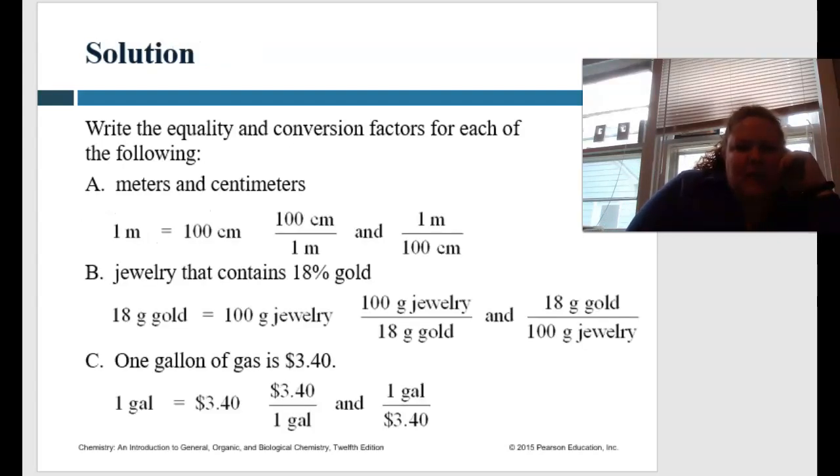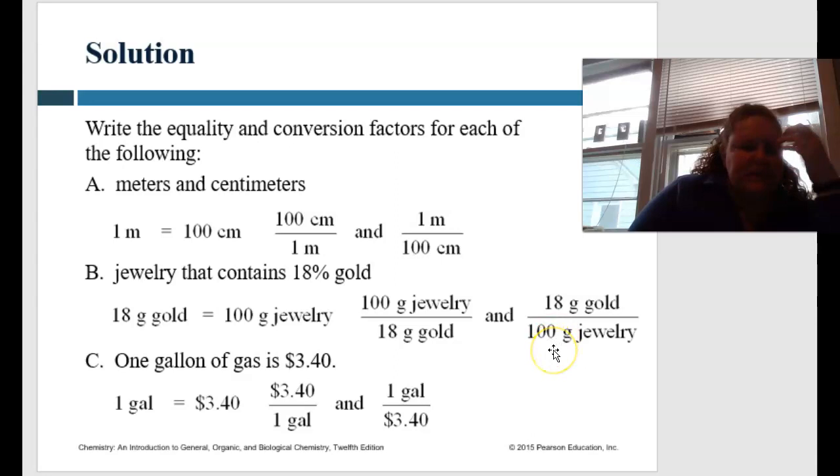All right. So meters and centimeters, again, they're a factor of 100. So 100 centimeters is 1 meter, same as 1 meter is 100 centimeters. Okay, moving on to 18% gold. 18 grams of gold per 100 grams of jewelry. This would be 100 grams of jewelry over 18 grams of gold, or 18 grams of gold per 100 grams of jewelry. Again, when you divide that out, that ends up being 18%.